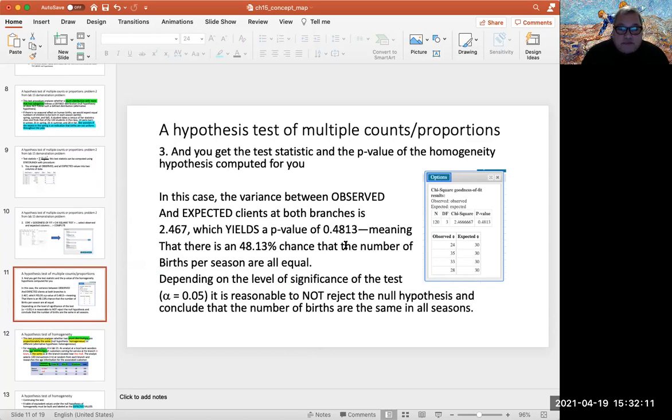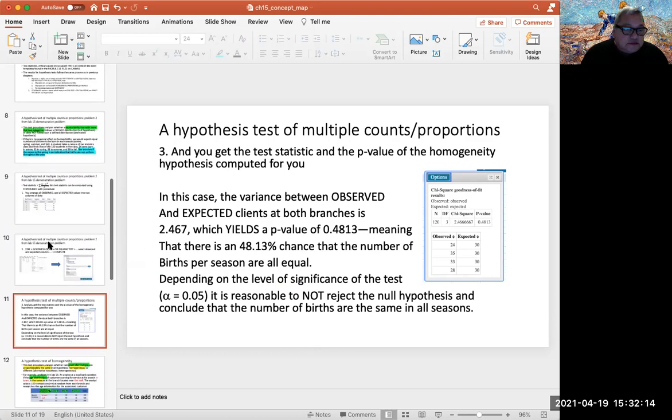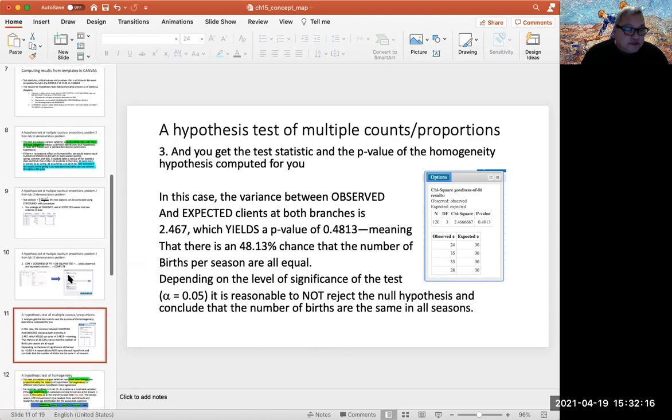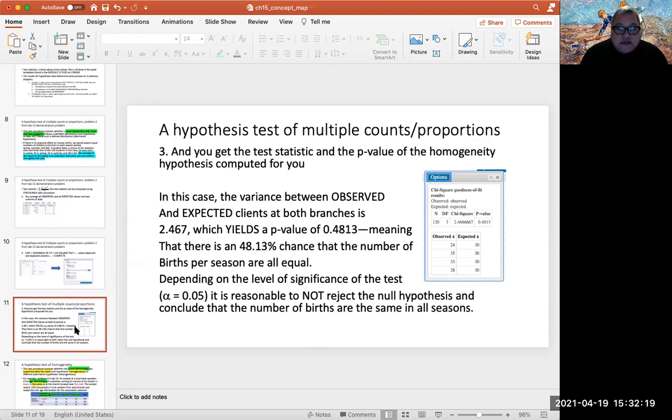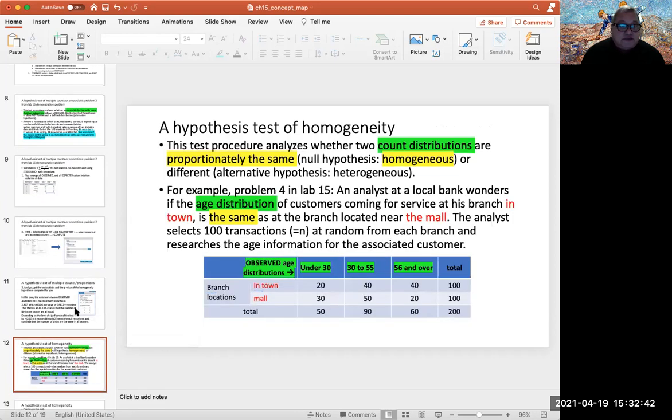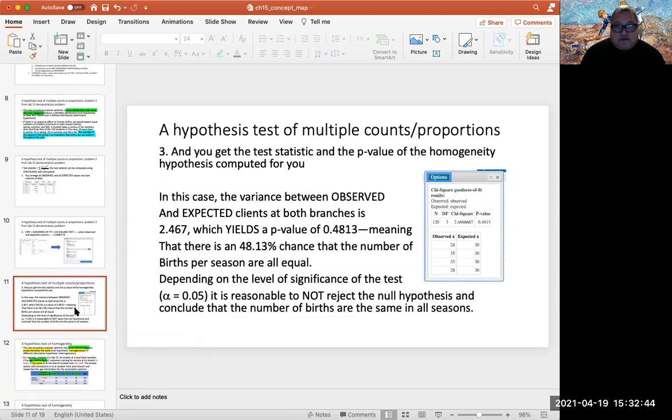In this case, a p-value of 48% implies that the null hypothesis of the number of births being the same across all seasons has a 48% chance of being true. Given that we usually test hypotheses with reasonable doubt levels or levels of significance of 5%, it shouldn't be reasonable to reject the null. So our conclusion should be to not reject the null and to in effect assert the null hypothesis that births are the same in all 4 seasons.